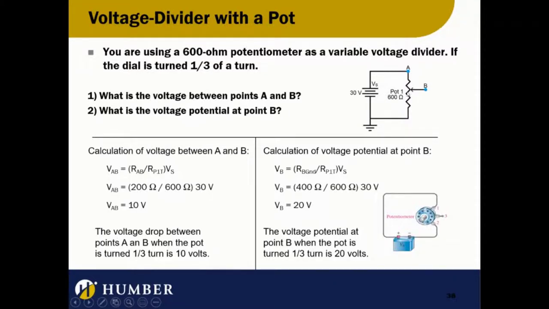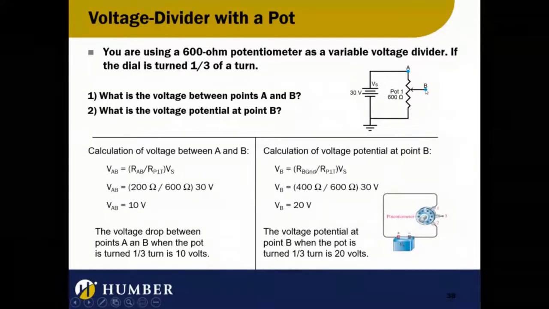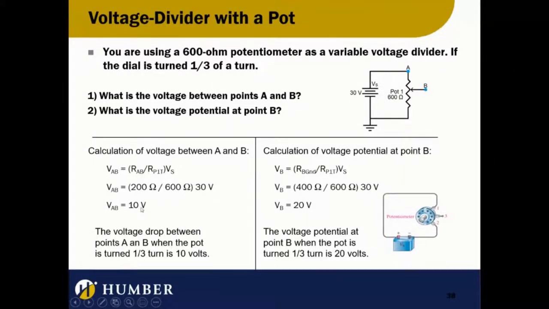Now, if I were to put my wiper 1/3 of the way, I know that the resistance from here to there is 200 ohms, and the resistance from there to there is 400 ohms. Okay, that's fine. If I want to calculate the voltage potential coming out at B, I'm going to use the voltage divider. There you go, VAB.